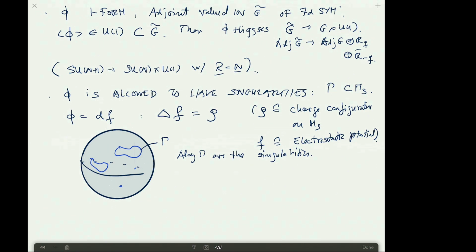Another maybe useful way of rewriting this, an alternative description, is to take this charge configuration, excise this out of the 3-manifold, and consider some neighborhood of this gamma. So T is some tubular neighborhood.